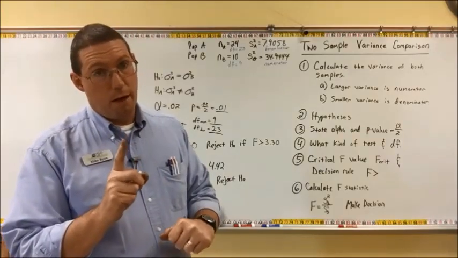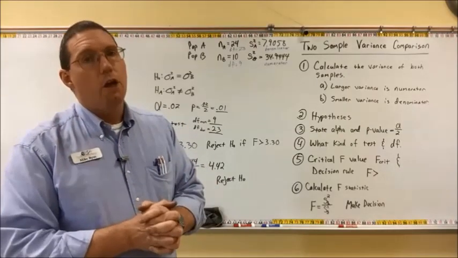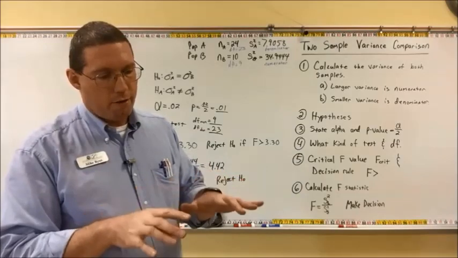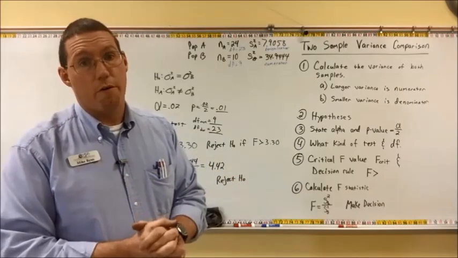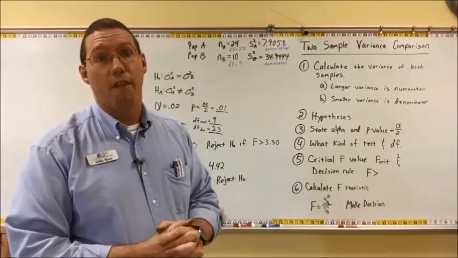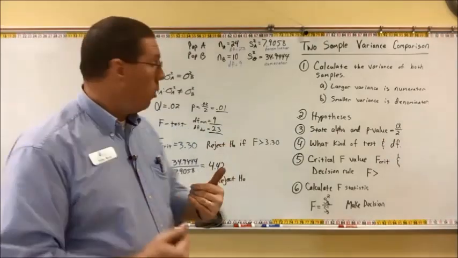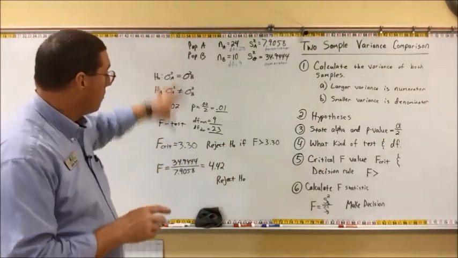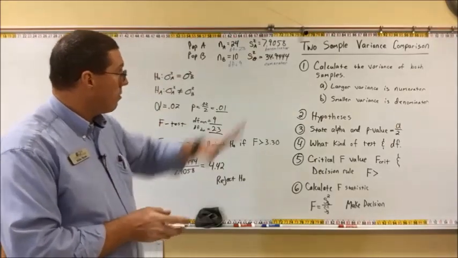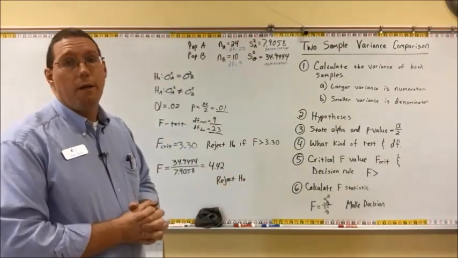And for the next thing we're going to learn, you are actually going to need your Excel. Excel is going to do all the work for us completely. We're not even going to use the F table for that particular one. We're going to let Excel tell us what the critical F value is. But for today, hopefully you got the hang of this, you got your procedure written down, and you should be good to go.